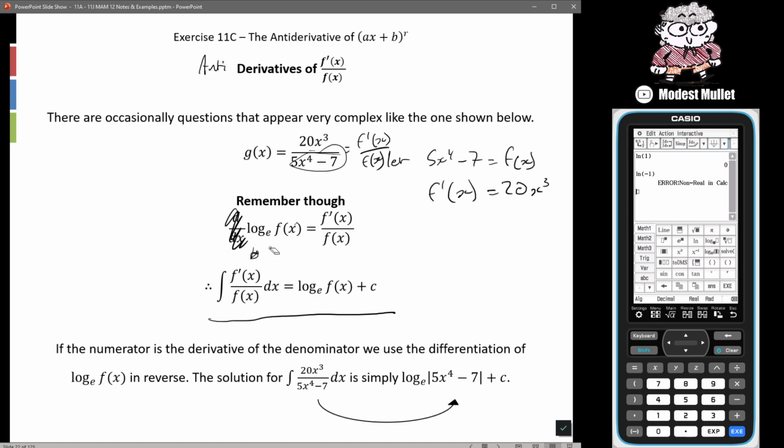Okay. So any of the derivative formulas that you're given in the VCAA formula sheet, you can just write them in reverse by putting an integration sign there.